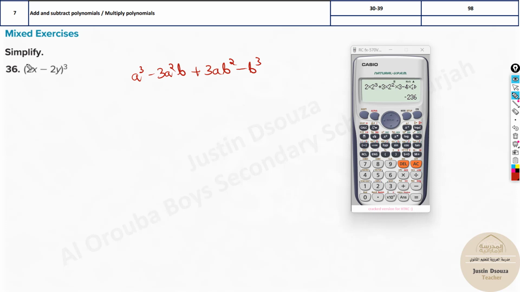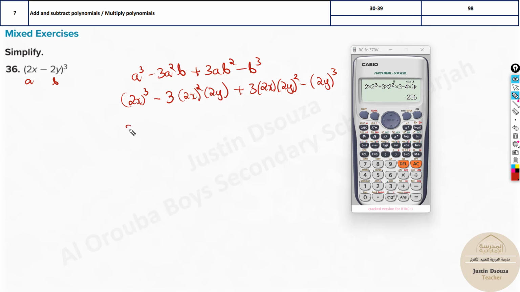So here what is a? A is 2x. What is b? B is 2y. So all you have to do is write 2x the whole cube minus, what is 3 is a constant, 3 times 2x square times 2y plus 3 into 2x multiplied by 2y the whole square minus, the last one is minus 2y the whole cube. All you need to do is substitute this.